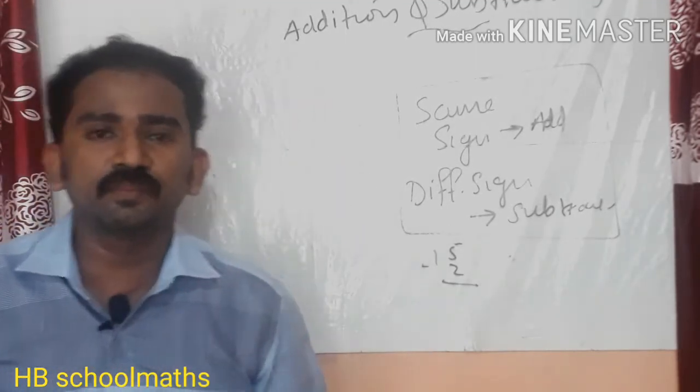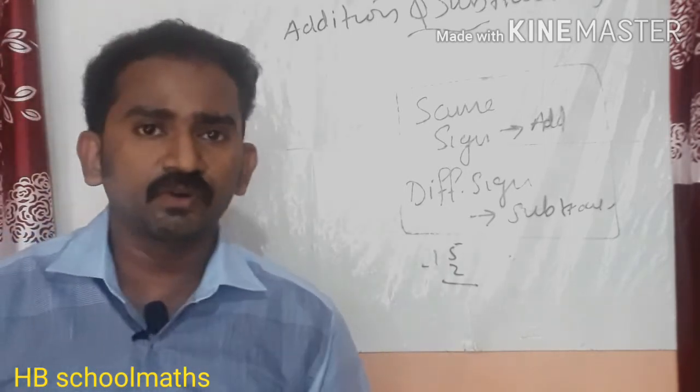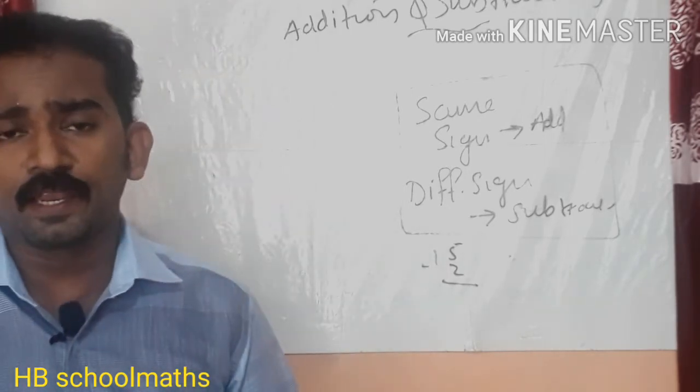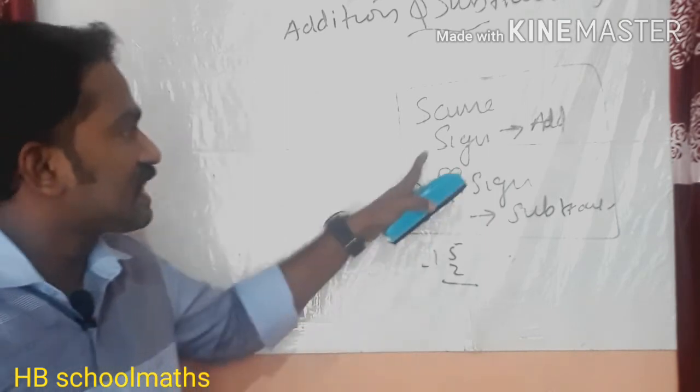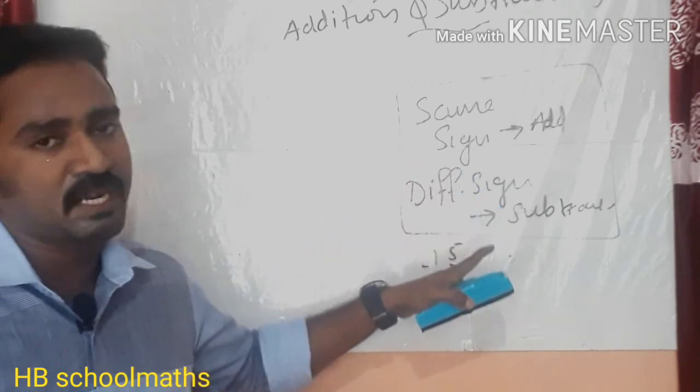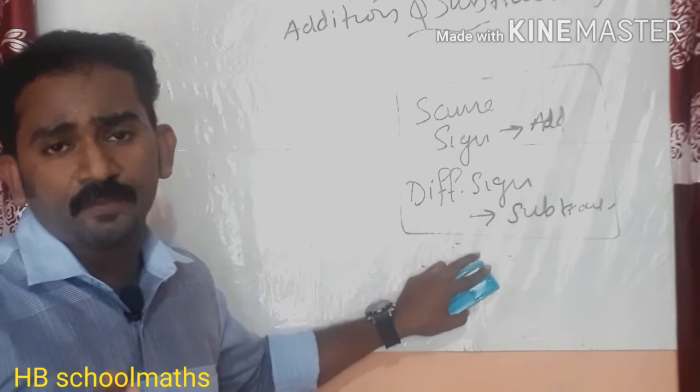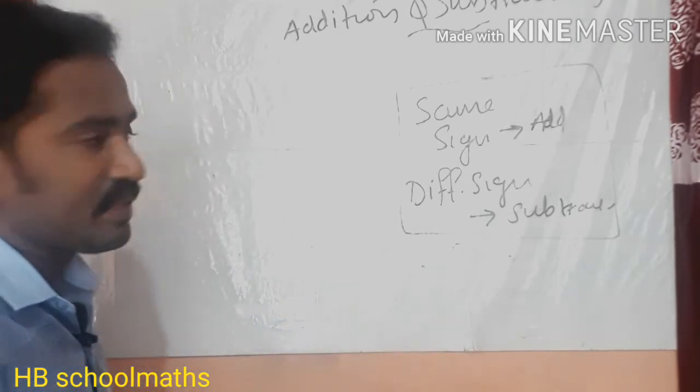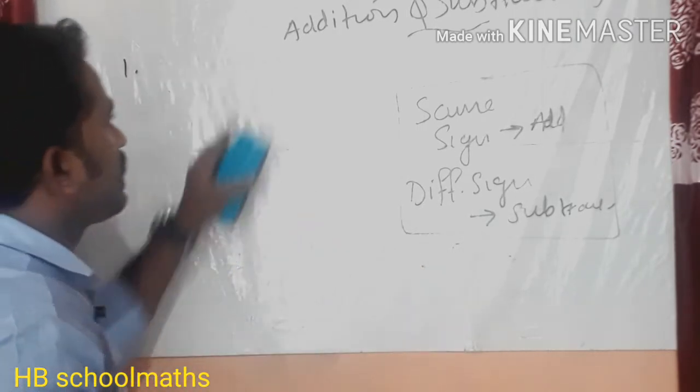There also I'll tell you some important tips for learning easily. So now take a paper and a pen, I'll give you some questions. Just keep this in your mind: same sign addition, different sign subtraction. So attend this test, don't forget it, don't avoid it. The first question is based on addition and subtraction only.